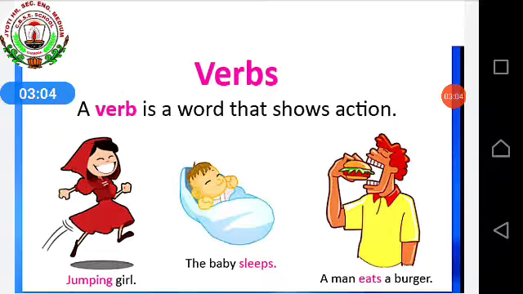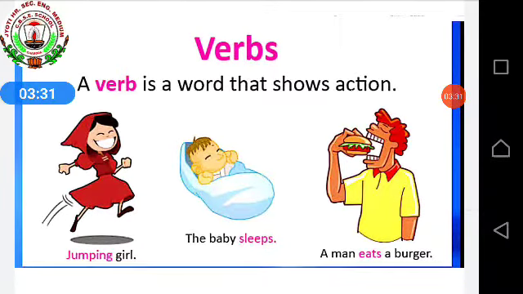In Hindi, what is the definition? किसी भी कार्य को करना हम क्रिया कहते हैं. क्रिया किसे कहते हैं? जब हम किसी भी काम को कर रहे हैं, कार्य कर रहे हैं. In the same way, in English, verbs. What do you mean by verbs? A verb is a word that shows action.